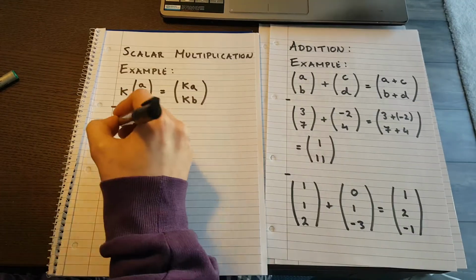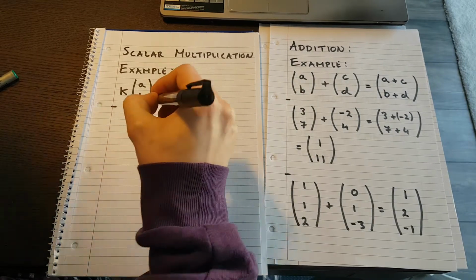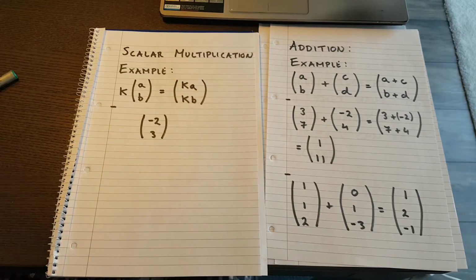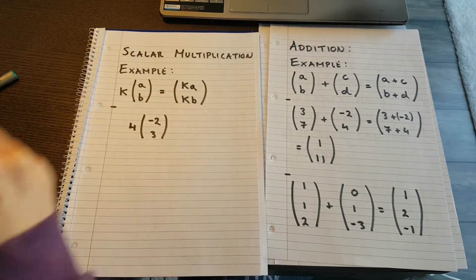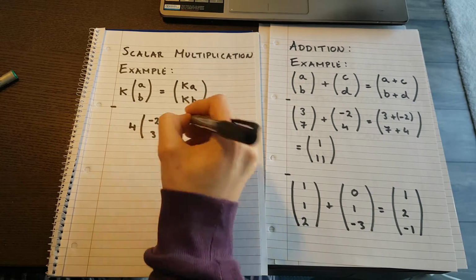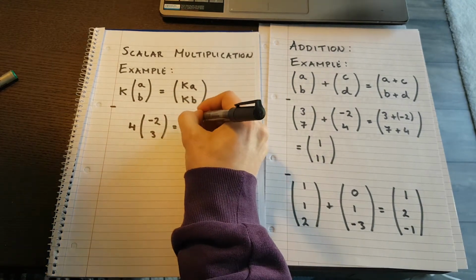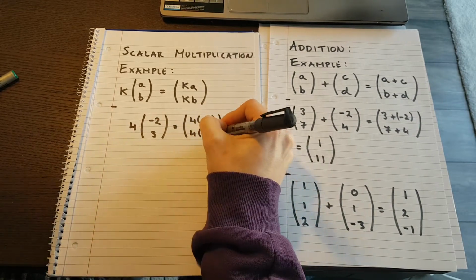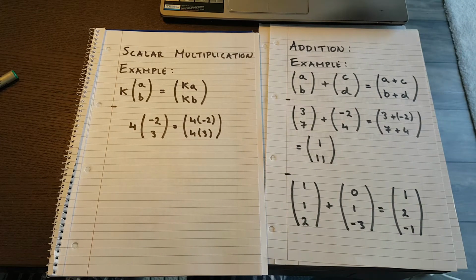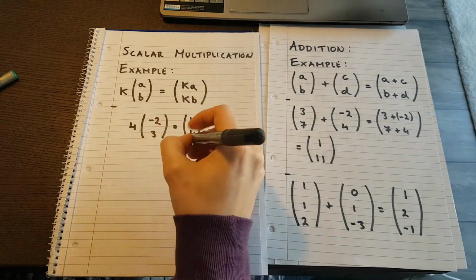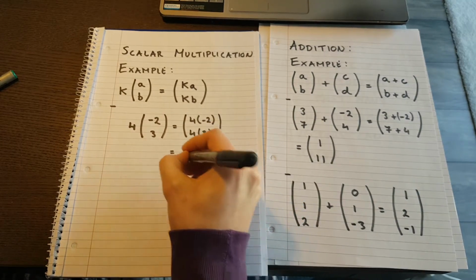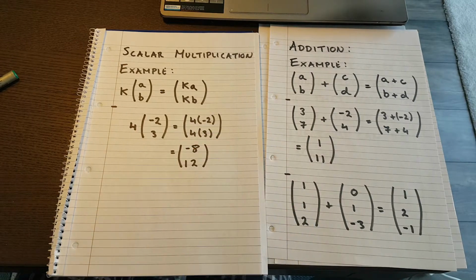So let's say I had the vector minus 2, 3. Minus 2 is the first component, 3 is the second component. And let's say I'm going to multiply this by 4. What would I have? I would have 4 times minus 2, and I would have 4 times 3. Those would be my components. Now I multiply in both positions. 4 times minus 2 gives me minus 8. And 4 times 3 would be 12. So minus 8, 12 is my answer.